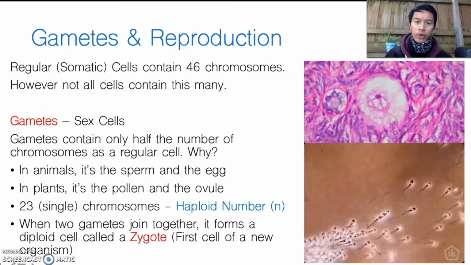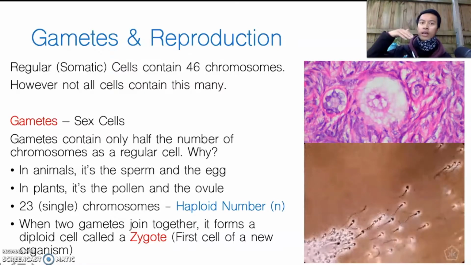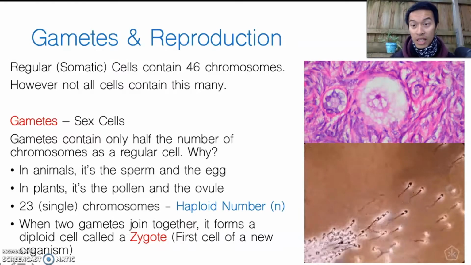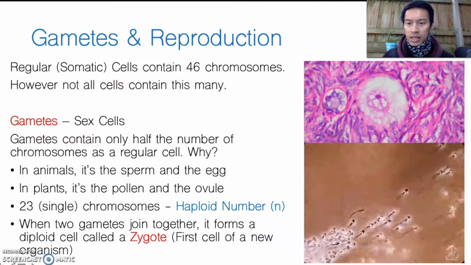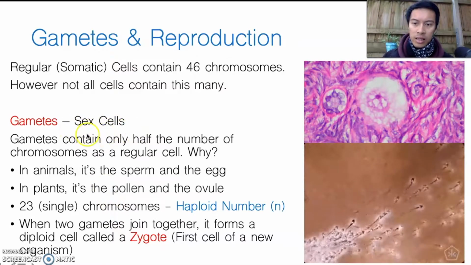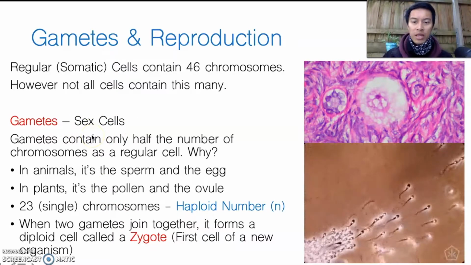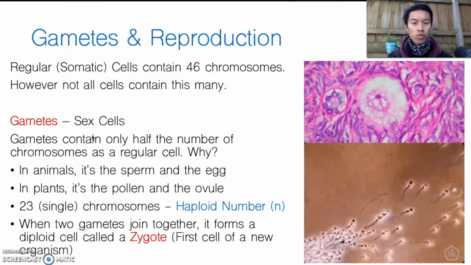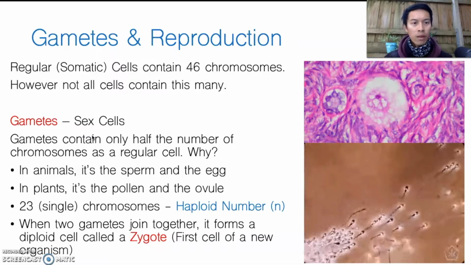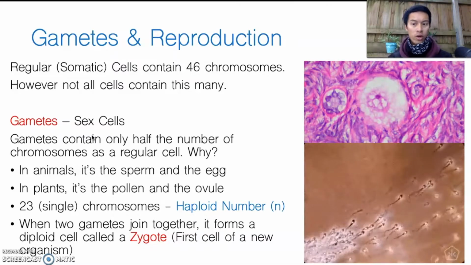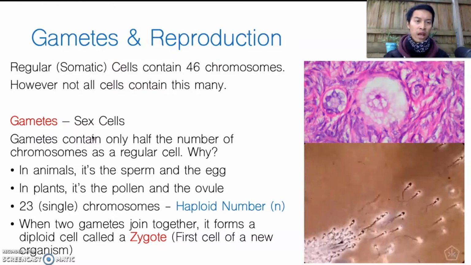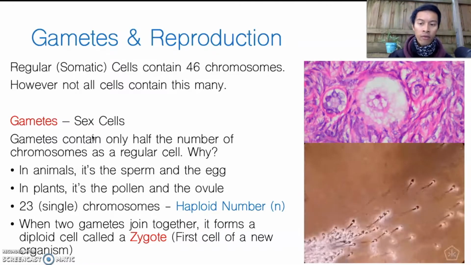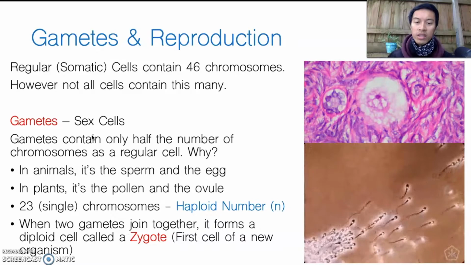Last lesson we looked at how your cells contain 46 chromosomes, and we call that a somatic cell, but we also looked at gametes. We're going to focus in on that in this lesson. Gametes are the sex cells of your body. Gametes always contain half the number of chromosomes as a regular cell. In animals, the sperm and the egg contain half the number of chromosomes that a normal cell would have. In plants, the pollen and the ovule contain half the number of chromosomes that a regular cell in the plant would have. For people, that is 23 single chromosomes.